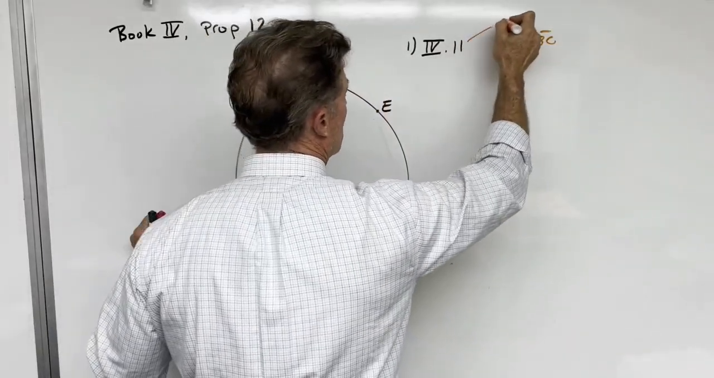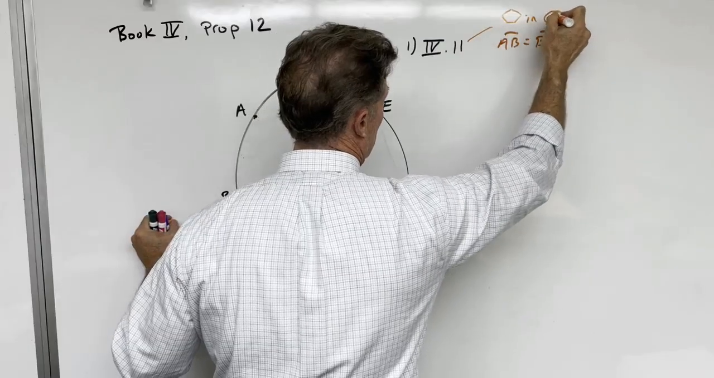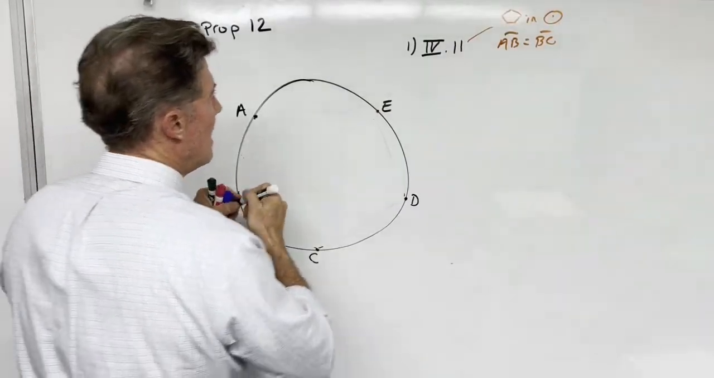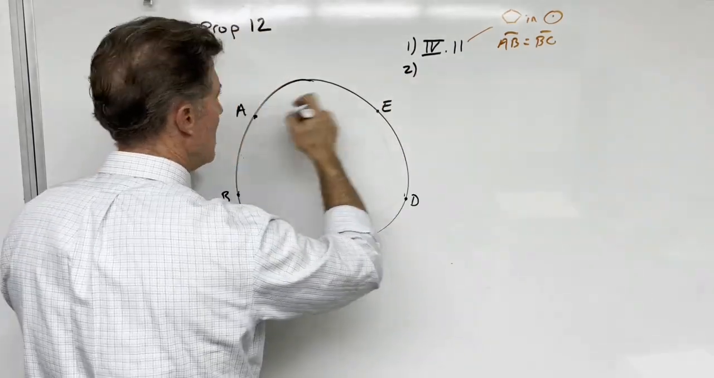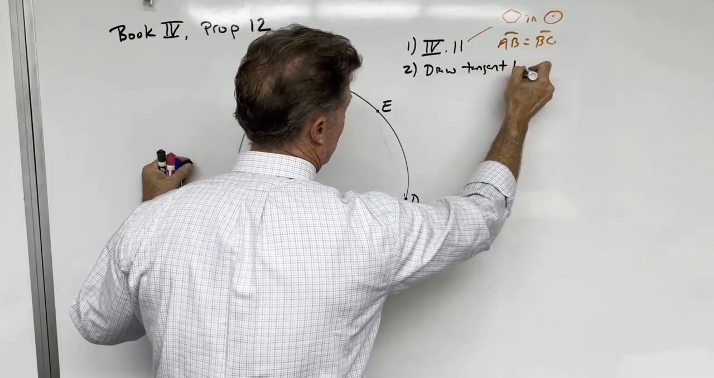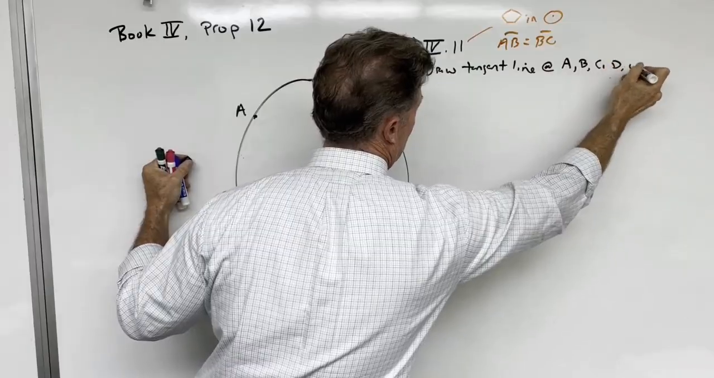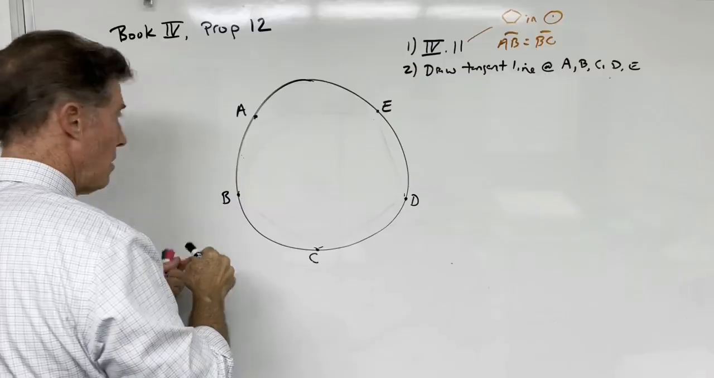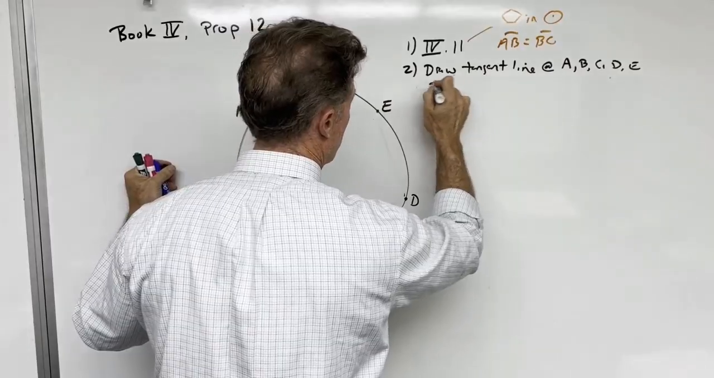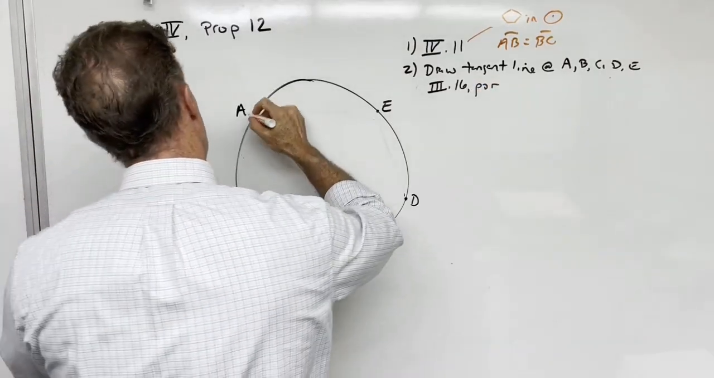So here we're going to inscribe a pentagon in the circle. And then we're going to use the points for our next step. Now, at every point that we found, we're going to draw the tangent line at each of those points, A, B, C, D, and E. So using Book 3, Prop 16, the porism, we're going to draw a tangent line at A.